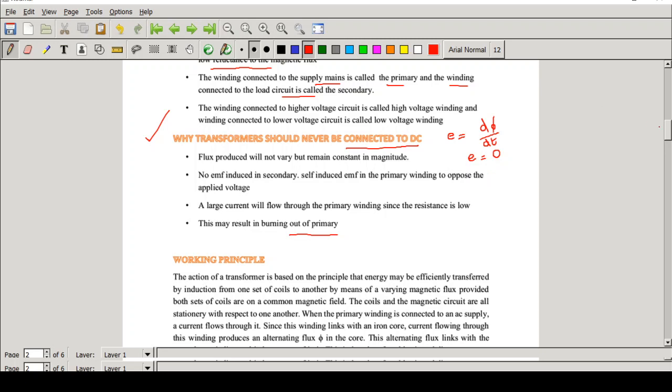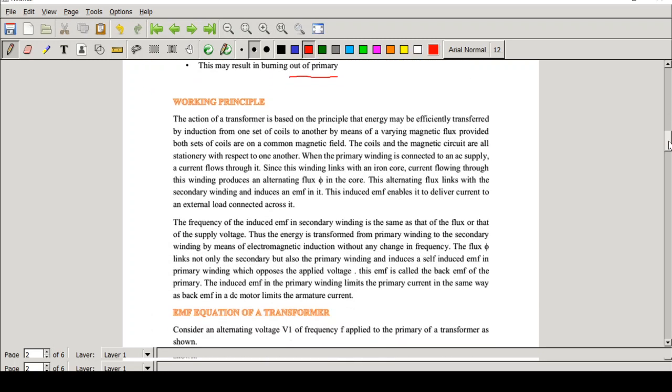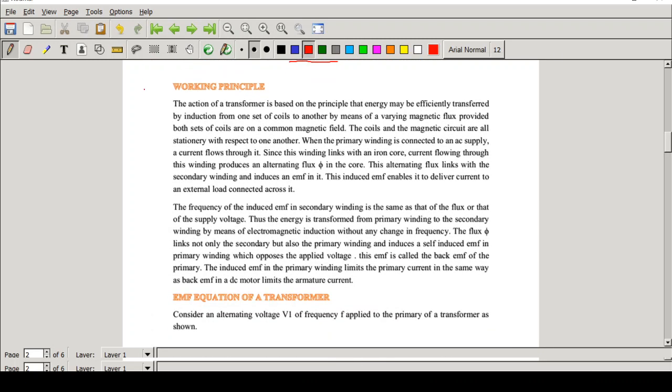Now let's move on to the working principle of a transformer. How does a transformer work? We already know that it is an energy transferring device. It will transfer energy or power from primary to secondary by means of a changing flux. The first thing we do is connect the primary winding to an AC supply.